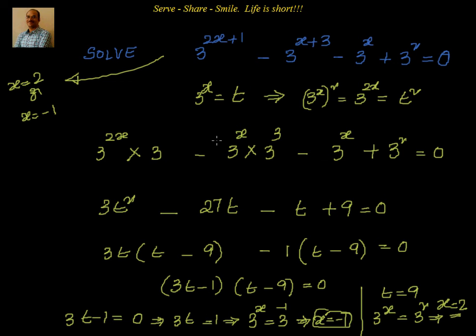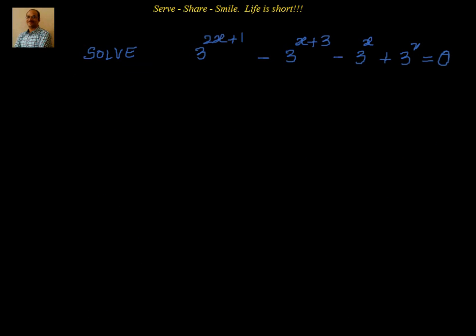There is another way of solving it where we will not convert this into a quadratic equation. We'll try to factorize this. Let's see how to do that. In the second method, we will try to factorize the given equation. For that, we'll write it one more time. We'll say 3 power 2x plus 1 minus 3 power x plus 3 minus 3 power x plus 3 square equal to 0.